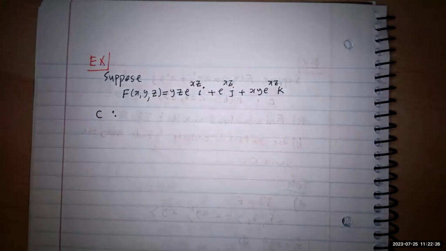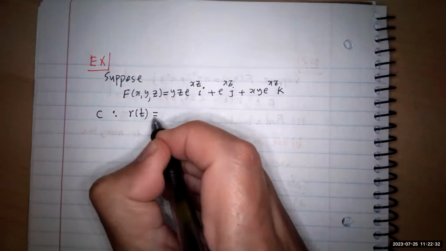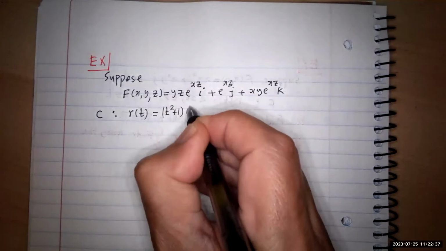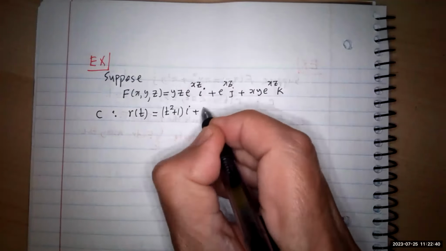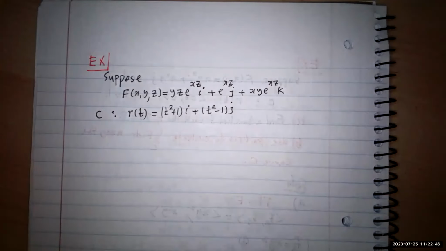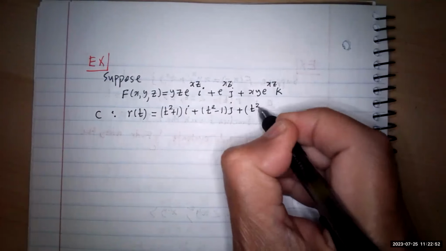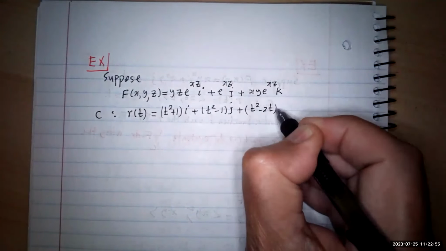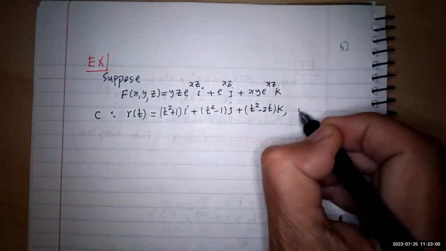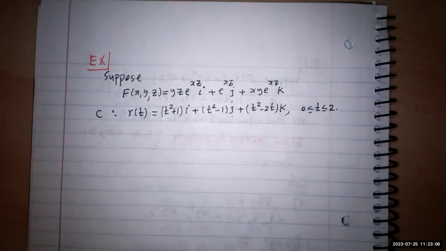The equation of this curve is r of t, equal to t squared plus 1 times i, that's the first component, then t squared minus 1 times j, the second component, and plus t squared minus 2t times k. And t is between 0 and 2. So that's your vector field, that's your curve.